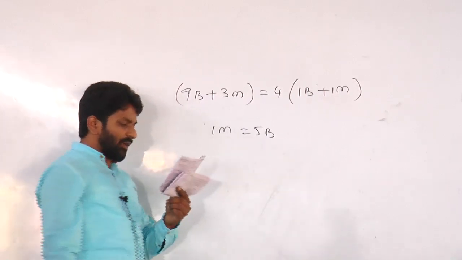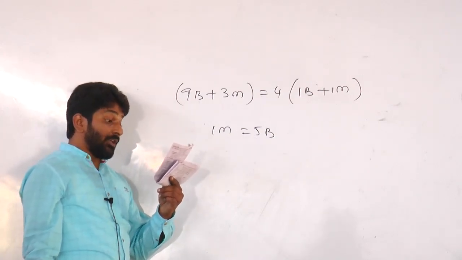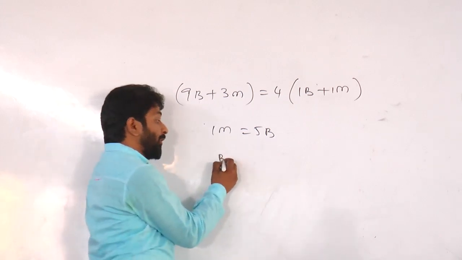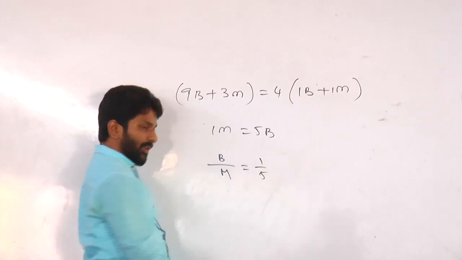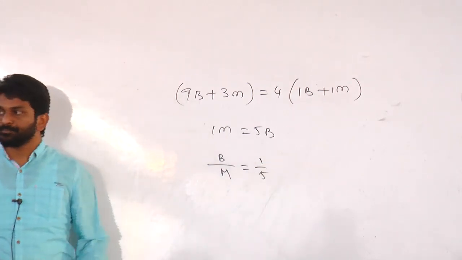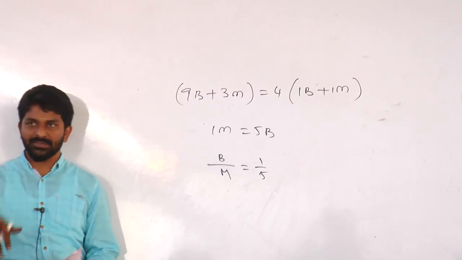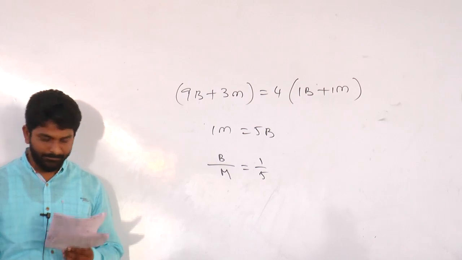Now look at your question. What is that your question? What will be the respective ratio of work done by a boy and a man? Boy to men ratio. 1 by 5. 1 is to 5. Be careful when you are asked about ratio, order is very important. Whether it is men to boy or boy to men.